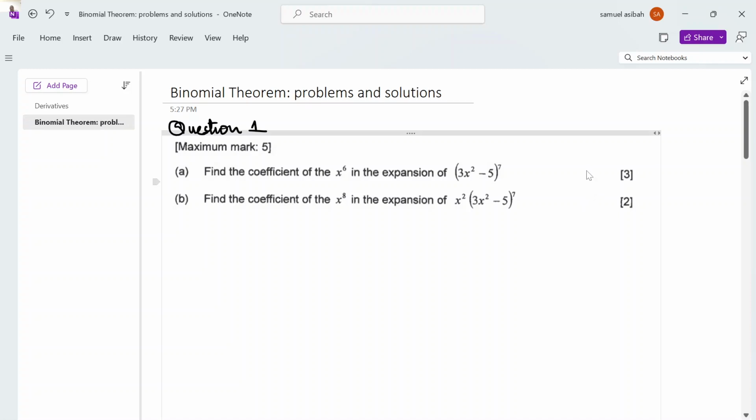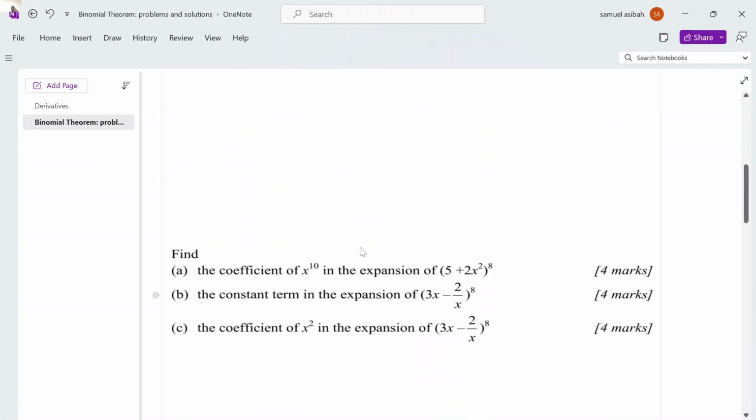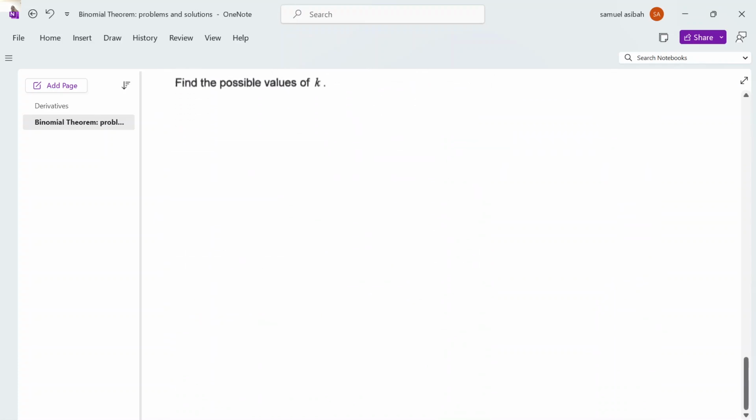Hello, welcome. We are going through binomial theorem, problems and solutions. So we are going to solve various problems that are involved in binomial theorem and which provide various challenges. So we are going to start with question 1 and we shall go through at least 4 questions.